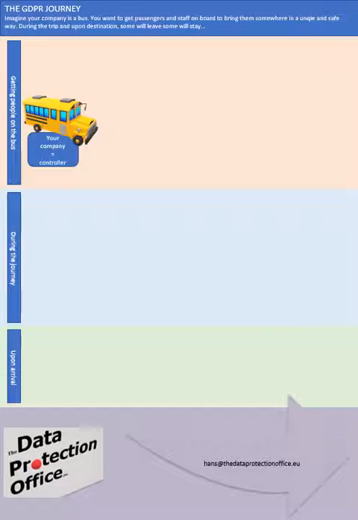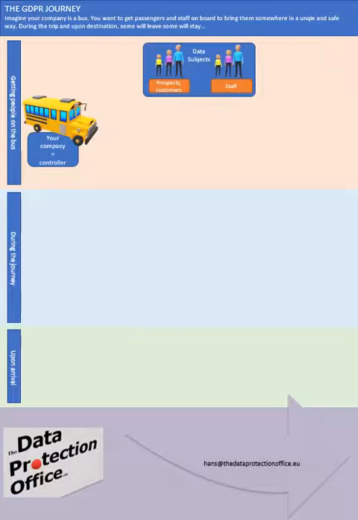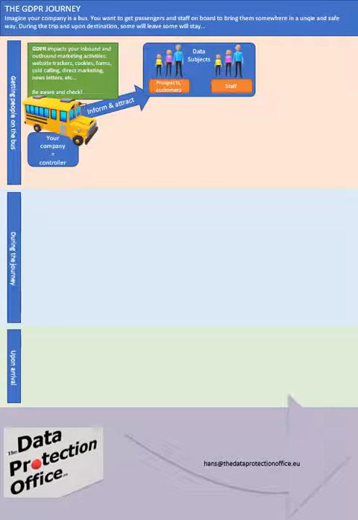Your company is the bus, so you're the controller. You decide on the destination, you decide on who you want to have on board and what data you will need to get your passengers safely to that destination. And you're going to attract data subjects, both prospects, customers, and staff members to get them on board. Now that's the first area where GDPR will impact your activities.